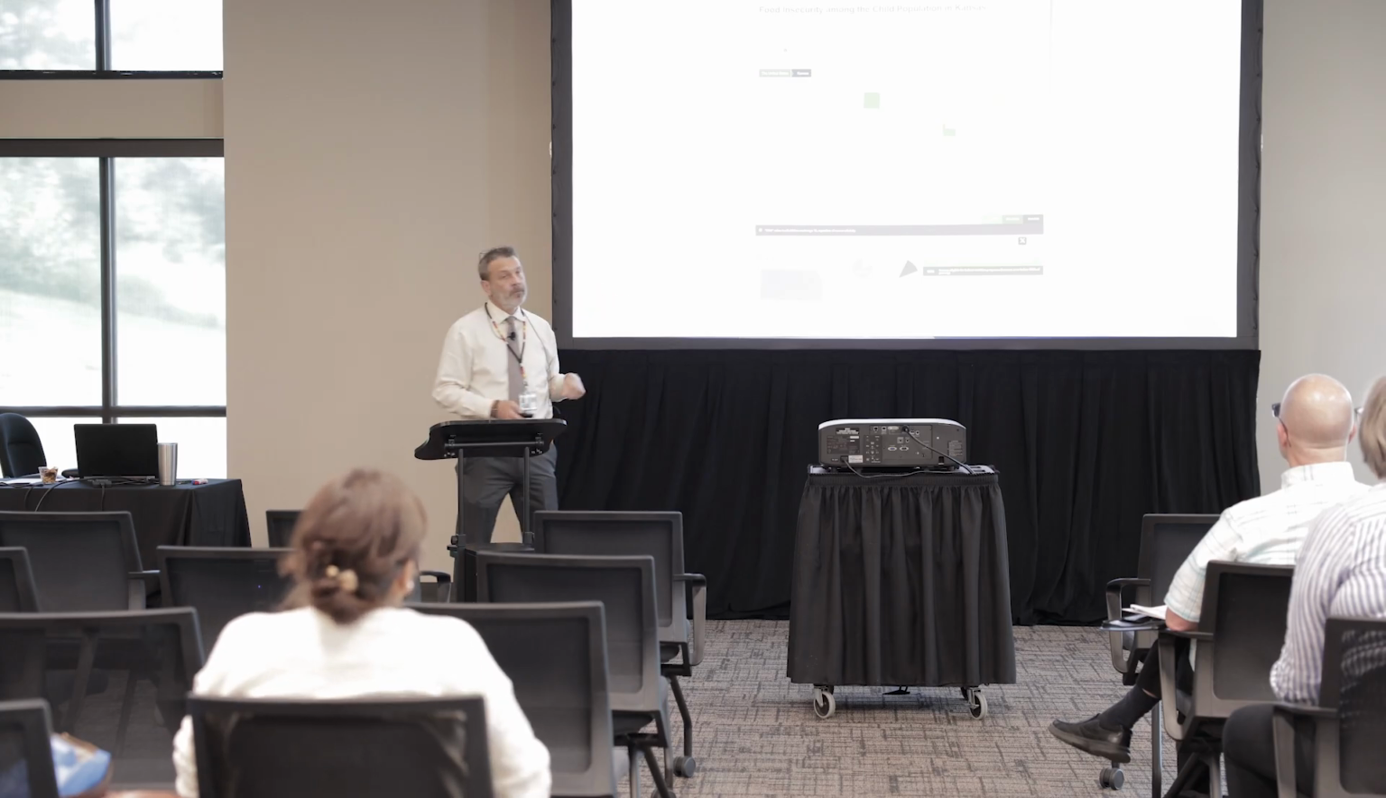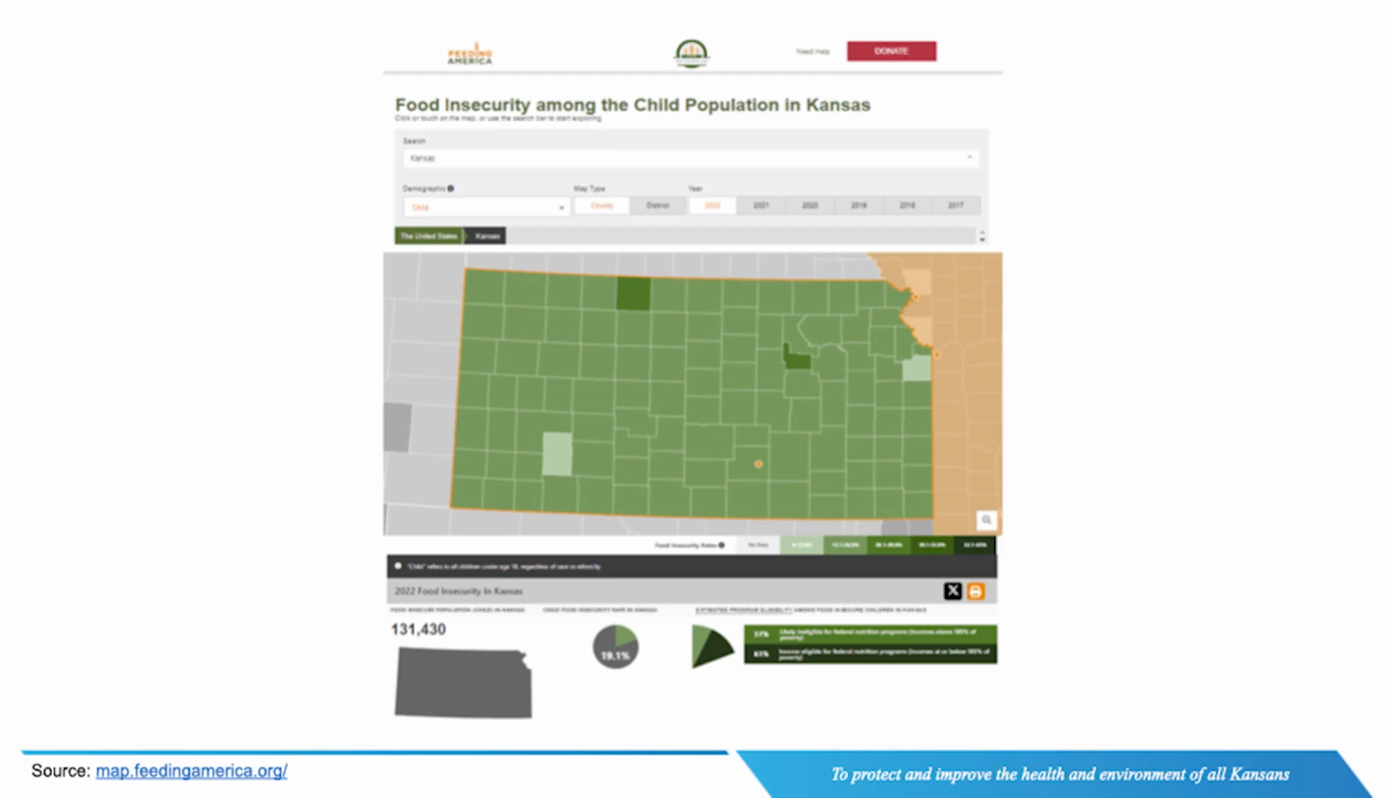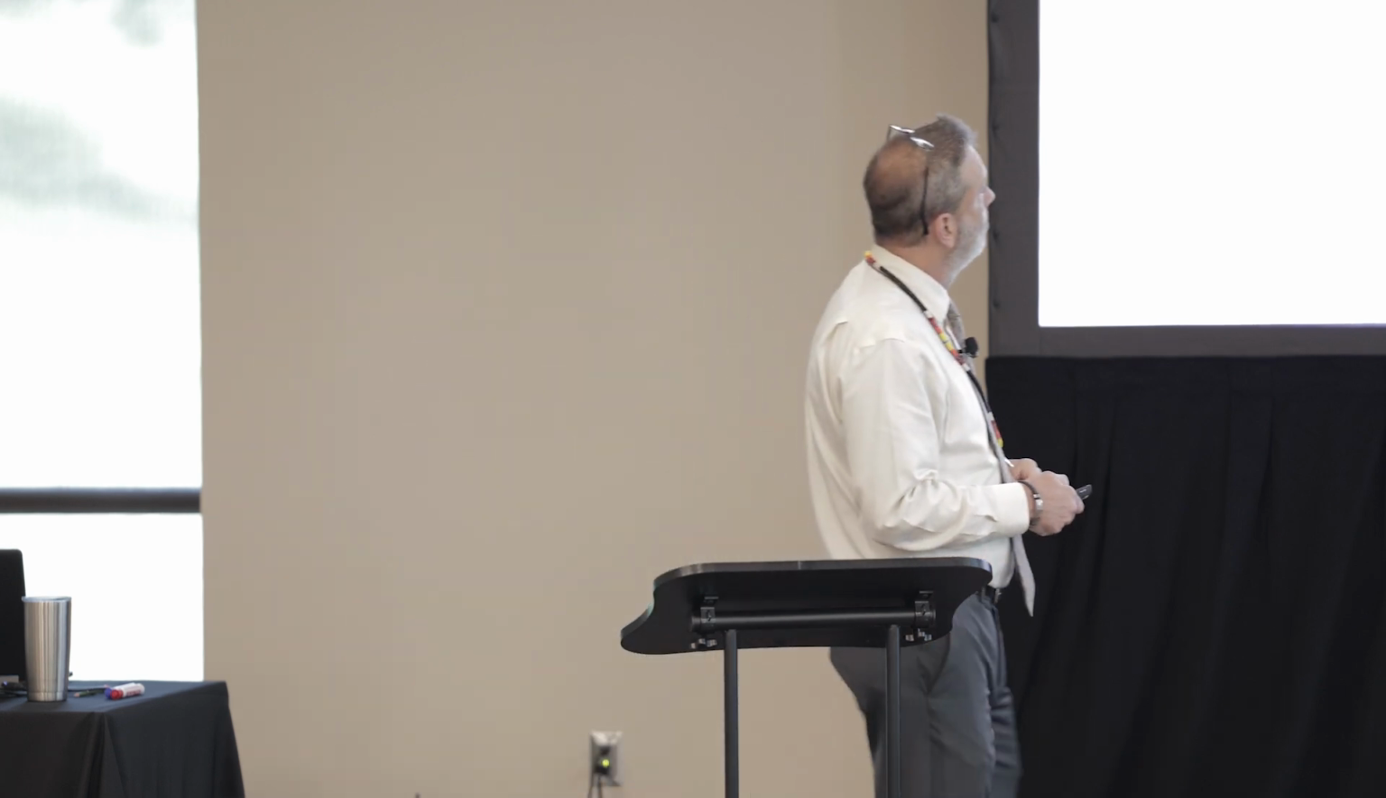This is not a government site. Anybody use Map the Meal Gap? Feeding America, easy site to just go, click your county, boom, you got data. And it also provides some data at the county level for racial and ethnic groups, age, and things like that. So you can do adult child.